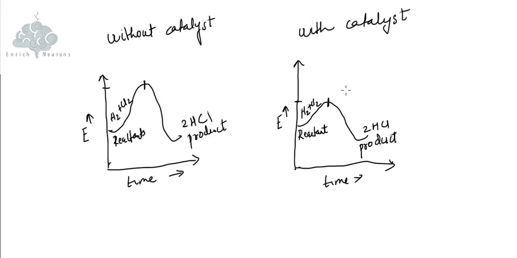But when you add a catalyst, what it does is it basically decreases the activation energy. So now less energy is required to form the products, to reach the peak. Therefore, the faster you will get the products. This is how the catalyst helps you to speed up the rate of reaction.